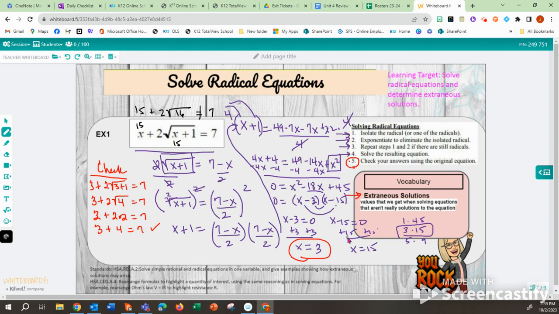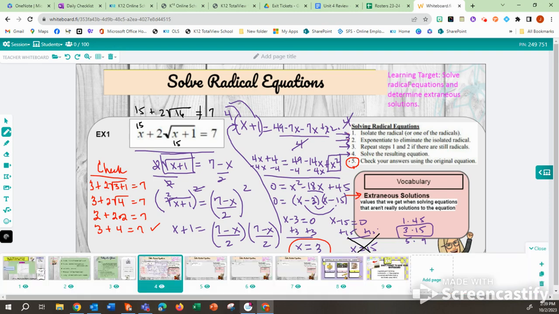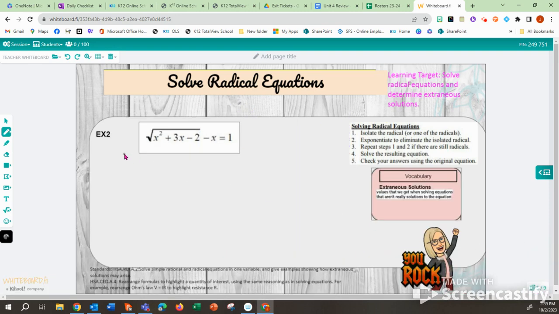So what does that mean we do with 15? We throw it out. It's not a true solution. All right, good deal. All right, moving on. I have 4 examples. In number 2, I've got that radical.